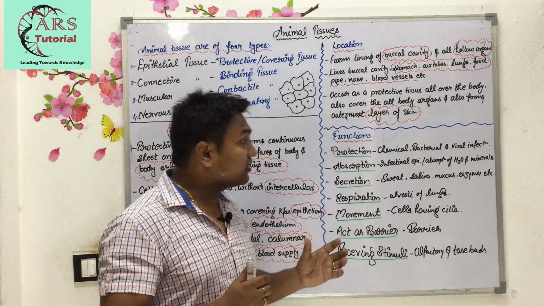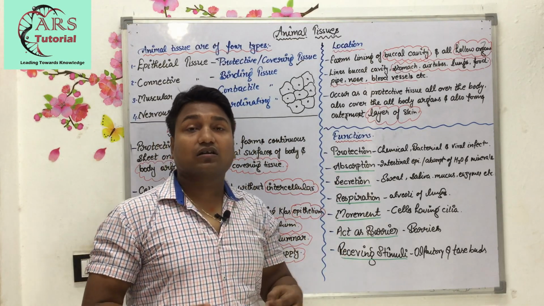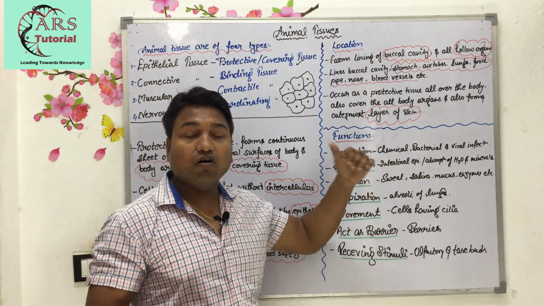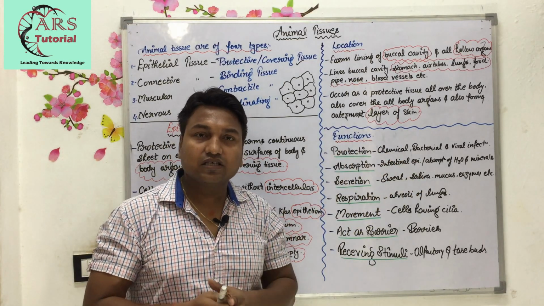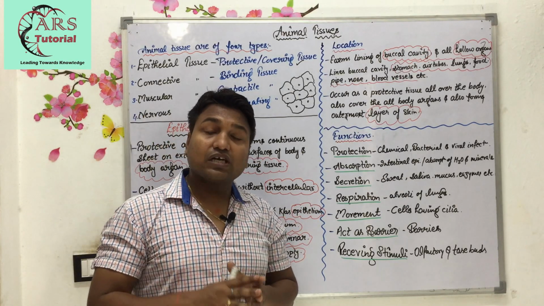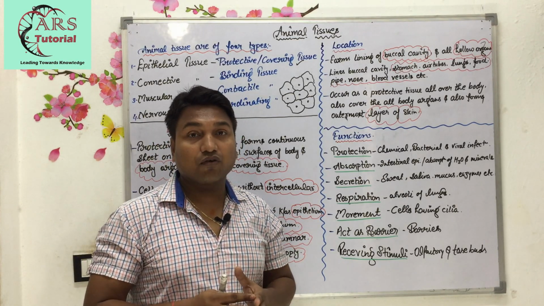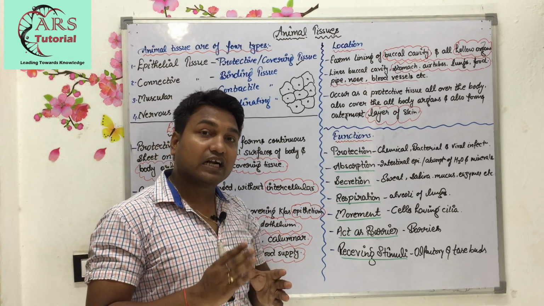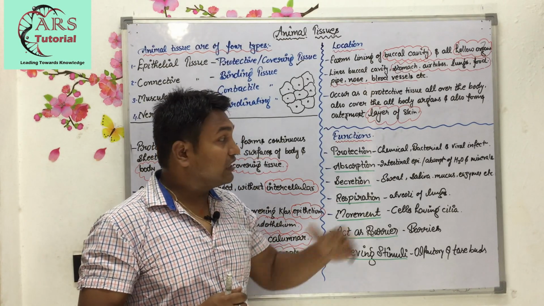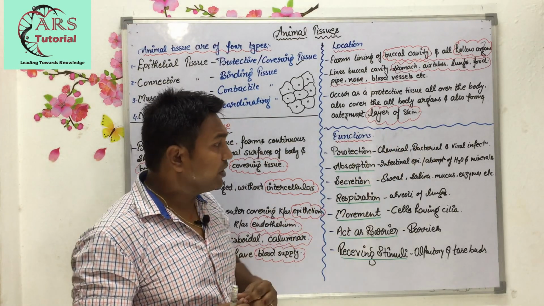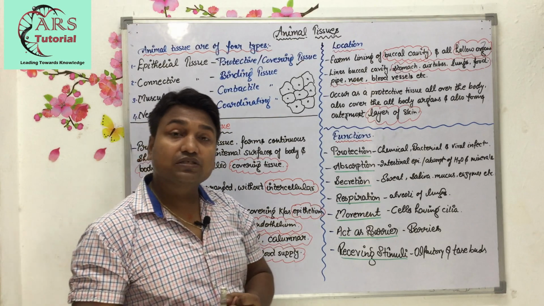It protects our body or the organ where it is present from chemical, bacterial or viral infection or mechanical injury. There are so many reasons due to which our body can be harmed by those substances, but epithelial tissue is present. That's why we are protected from these microorganisms, or you can say chemicals, etc. Now the next one is absorption.